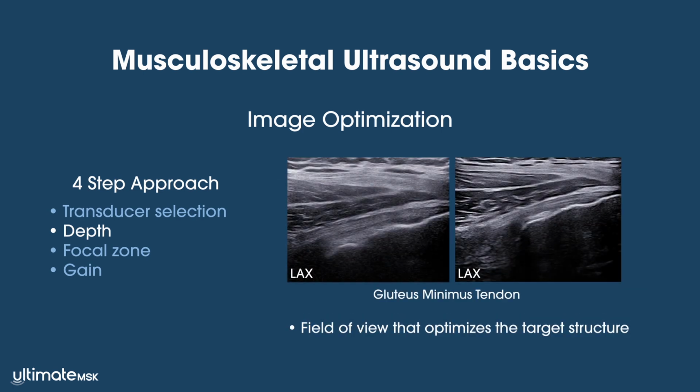In the second example, the ultrasound images show a long axis view of the gluteus minimus tendon. The image on the left focuses on the tendon's attachment onto the anterior facet of the greater trochanter.